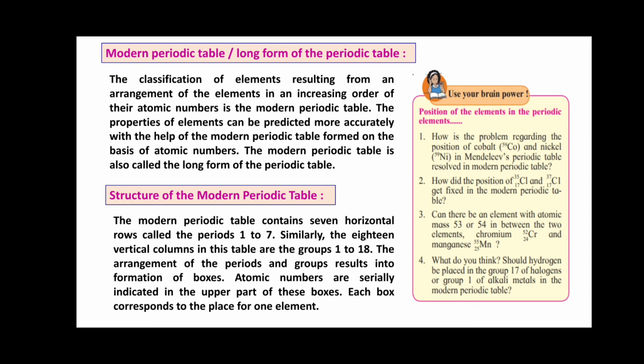Apart from these 7 rows, 2 rows are shown separately at the bottom of the periodic table. These are called the lanthanide series and actinide series respectively. There are 118 boxes in the periodic table including the 2 series. It means that there are 118 places for the elements in the modern periodic table. Very recently, formation of a few elements was established experimentally, and thereby the modern periodic table is now completely filled. All the 118 elements are now discovered.